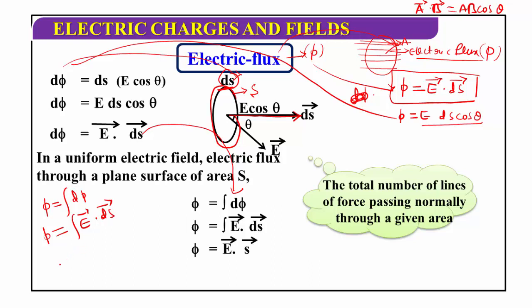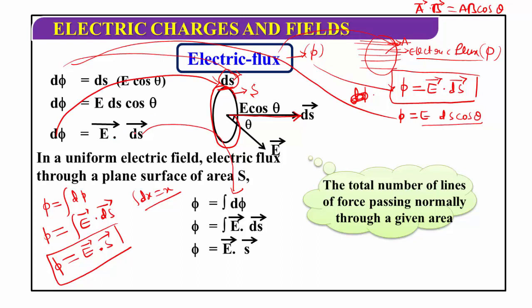Therefore, the total electric flux through the closed surface is equal to the integration of E dot ds. E is a constant vector. The integration of dx is equal to x, therefore the integration of ds is equal to vector S. The total electric flux through the given surface is equal to vector E dot vector S. This is about the electric flux. Therefore, the total electric flux through the closed surface is equal to Es cos theta.